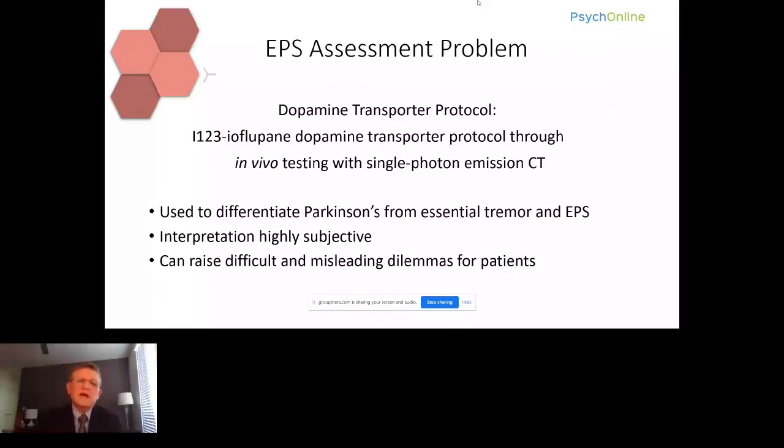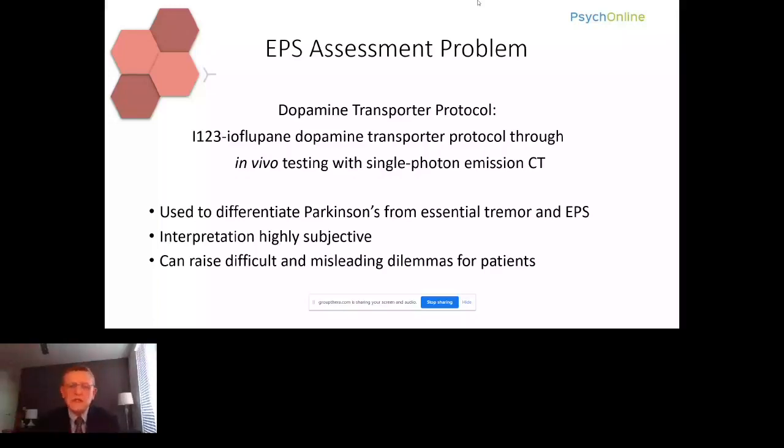I want to point out one problem in the assessment that has shown up. The neurologists now have this thing called dopamine transporter protocol. I put on the slide the 2-line name of this procedure. Again, you don't need to memorize, but I just wanted you to see. They're using it to differentiate Parkinson's from essential tremor and EPS. The very best people in the field, though, will tell you that the interpretation of the study is highly subjective.